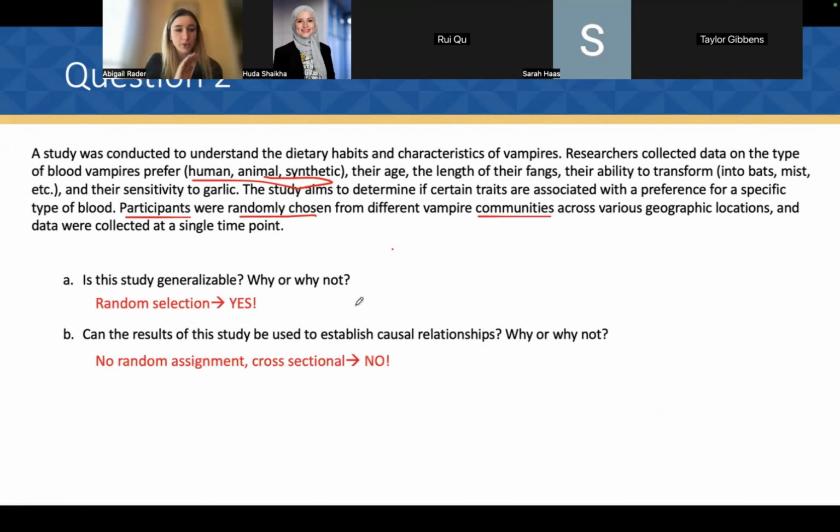So in this case, we don't have random assignment. It's collected at a single time point, so it's just cross-sectional data. We're not assigning people to different things. So we cannot say that it can be used to establish causal relationships, but it is generalizable. Does that make sense? Okay.